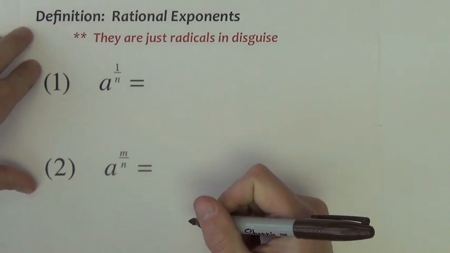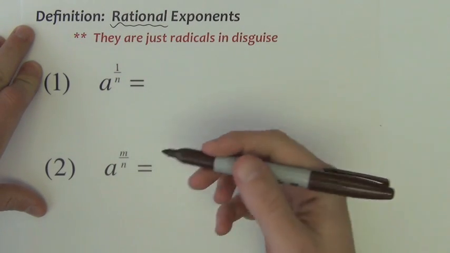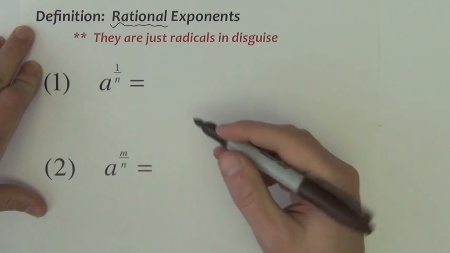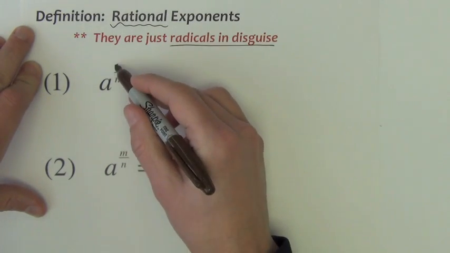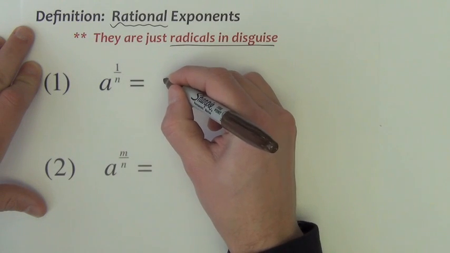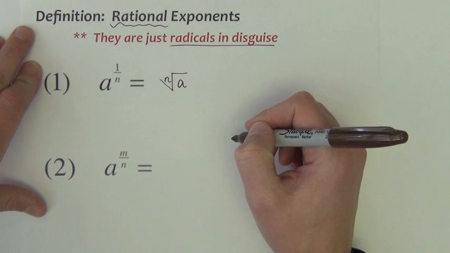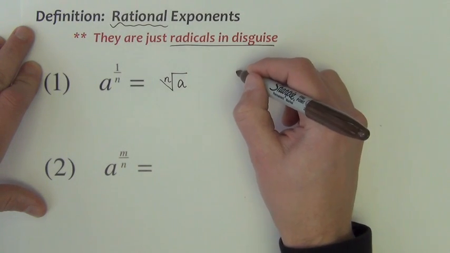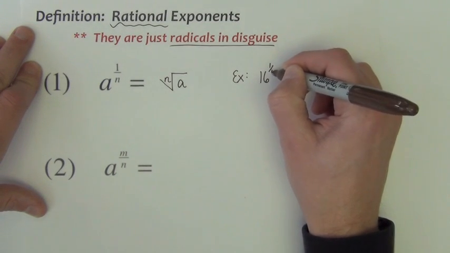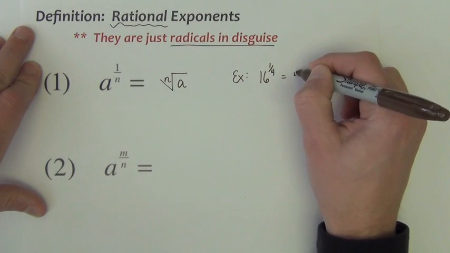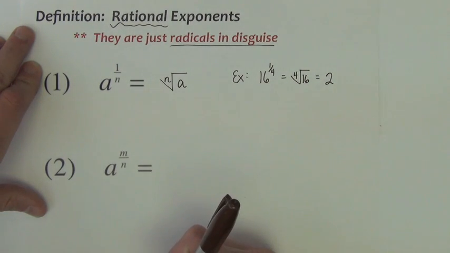Now let's look at rational exponents, fractional exponents. And the trick to being able to do this is that fractional exponents are just radicals in disguise. If I see a raised to the 1 over n power, it's the same as the nth root of a. Okay, so as an example, if I gave you 16 to the 1/4, what that means is the 4th root of 16, which is 2.